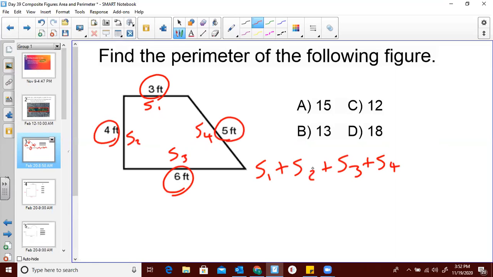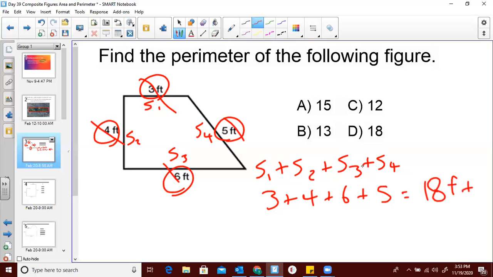Well, from here, let's fill in what is side 1. Side 1 is 3. Let's cross it off as we go. Side 2 is 4. Side 3 is 6. And side 4 is 5. And it's simple addition. 3 plus 4 is 7. 7 and 6 is 13. 13 and 5 is going to equal 18. And don't forget feet, even though I didn't put them in the answers. So our answer is D.